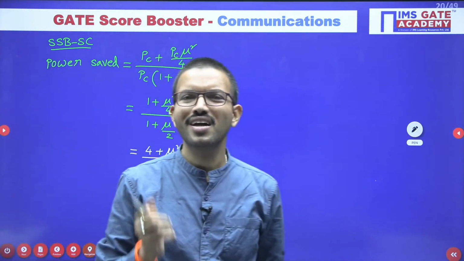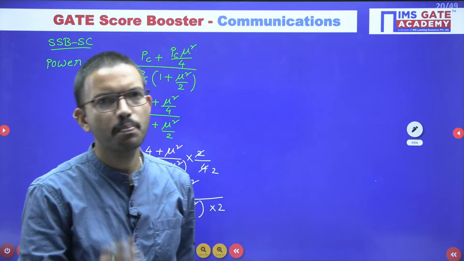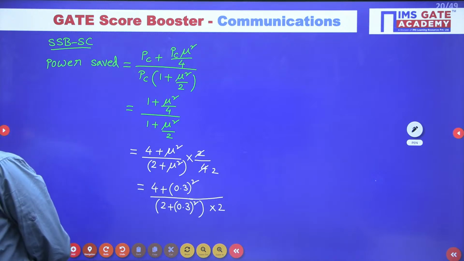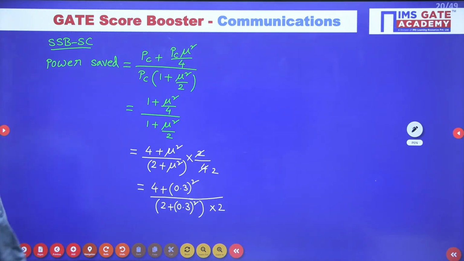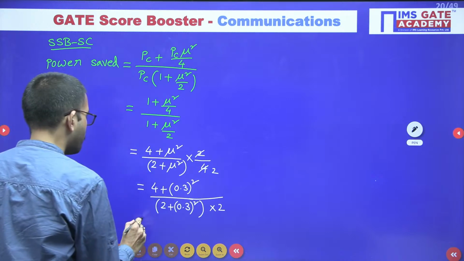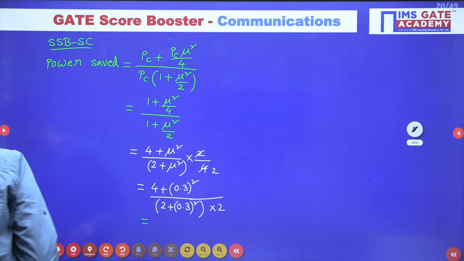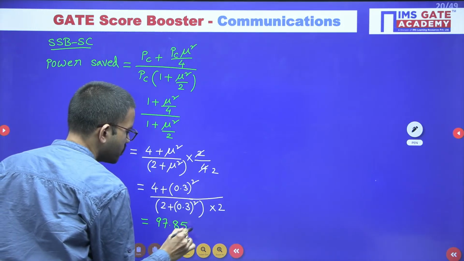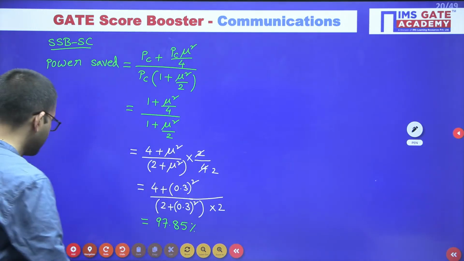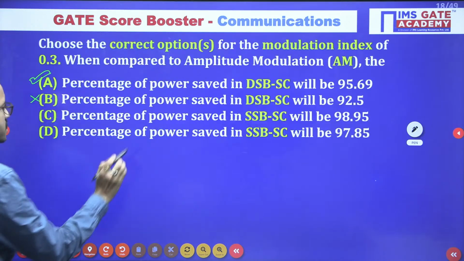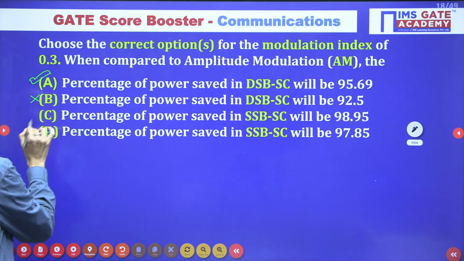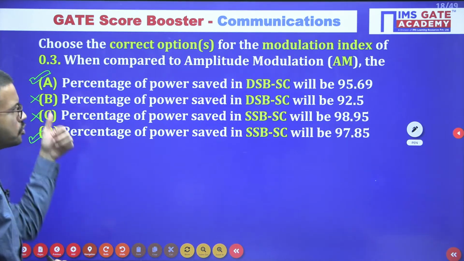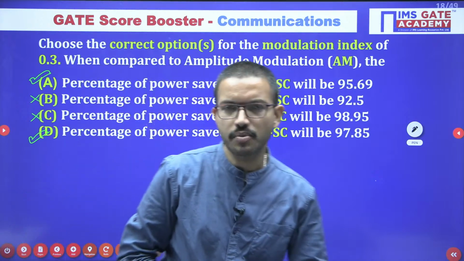Tell me what is the answer you are getting. Try to mention the answer in terms of percentage. Yes, I hope all of you are getting 97.85 percentage. Okay. 97.85 percentage. So that is there in option D. So obviously option C we can eliminate. So for this question, two choices are correct, option A and option D.